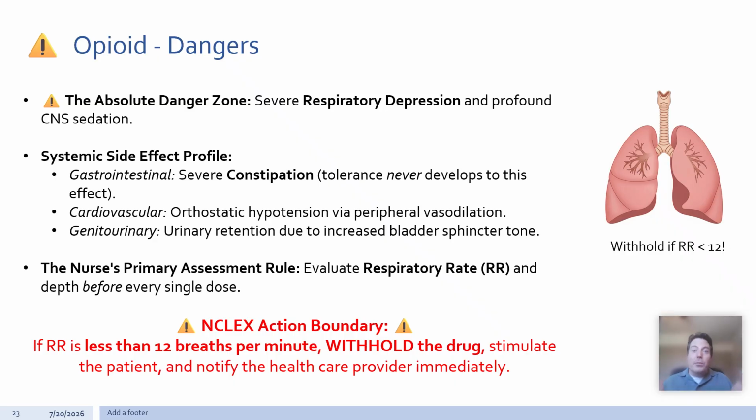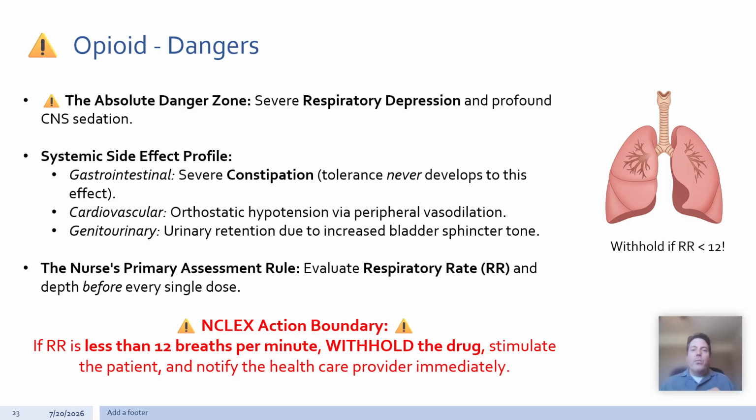As opioids suppress the central nervous system, your absolute danger zone is really in the area of sedation and respiratory depression. And so you must count the patient's respiratory rate for a full minute before giving any opioid, according to Saunders. And if that respiratory rate is less than 12 breaths per minute, you don't give the drug. You hold the dose, you try to stimulate the patient to take some deep breaths, and you call the provider.